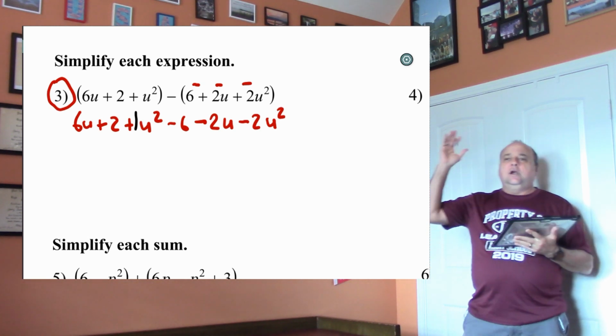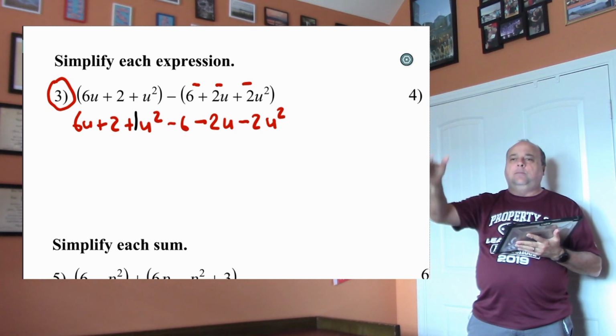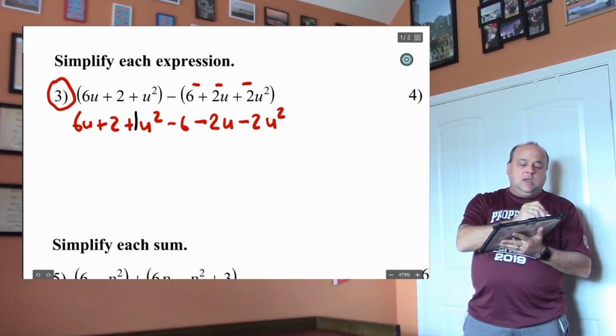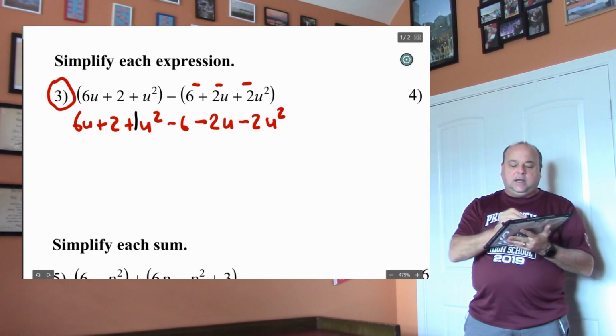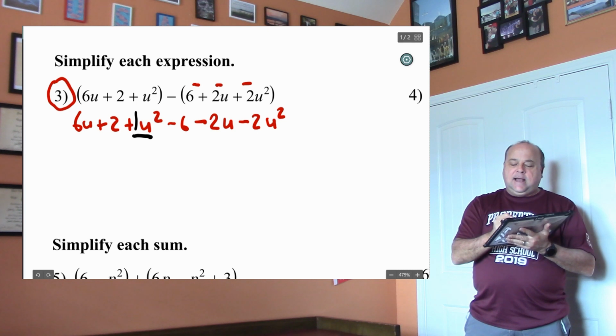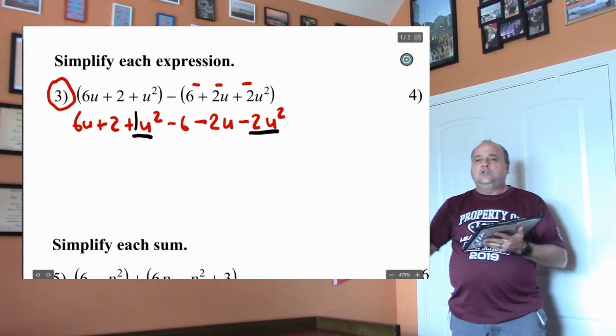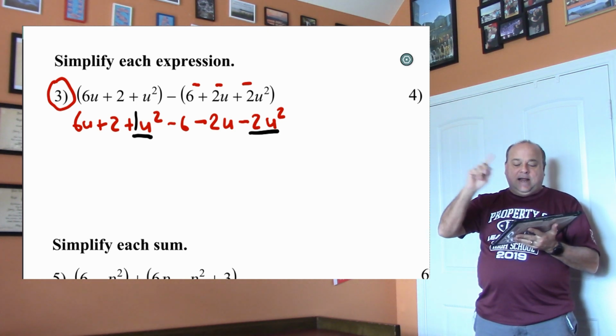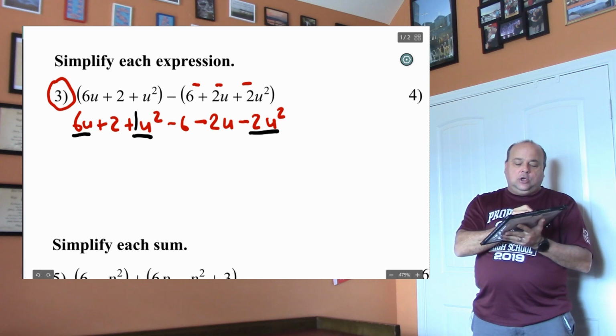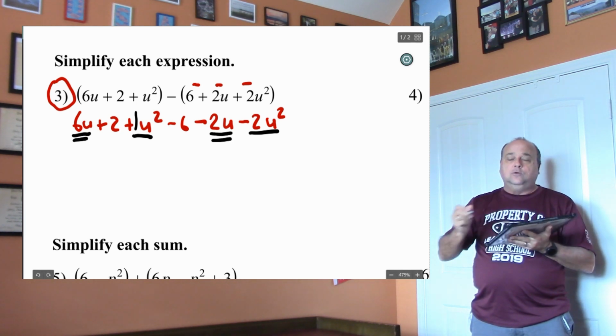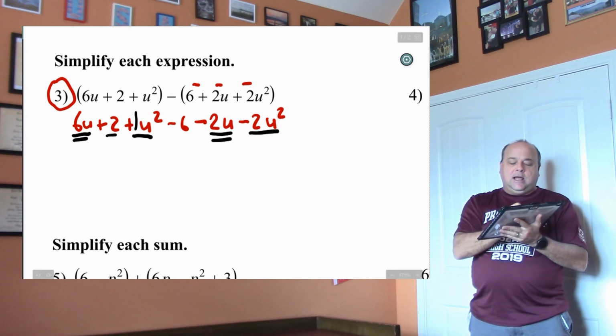Now then, we're going to go through and single underline, double underline, and triple underline. So what's my largest exponent? It's the u squared in it. And I have two u squares. So those are going to go first. Now then I'm going to double underline my u's. I have 1, 2 u's. And then I'm going to triple underline my constants, which are 2 and 6.